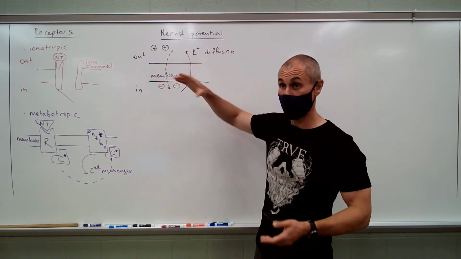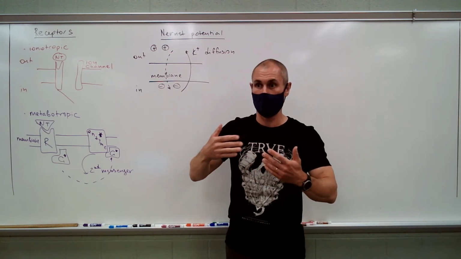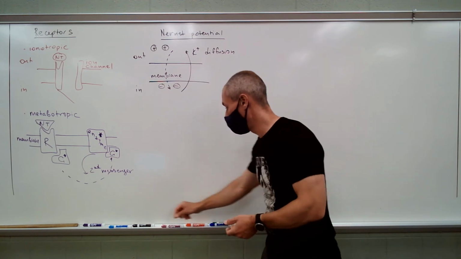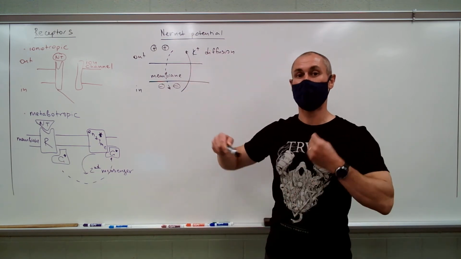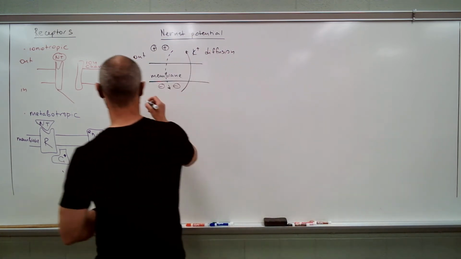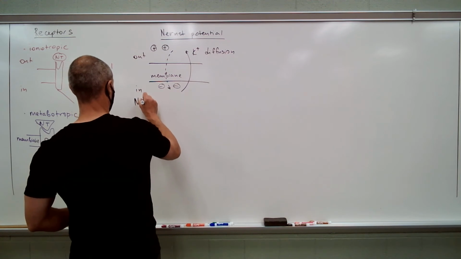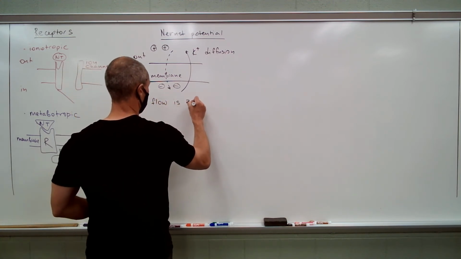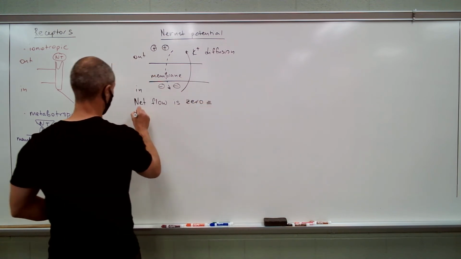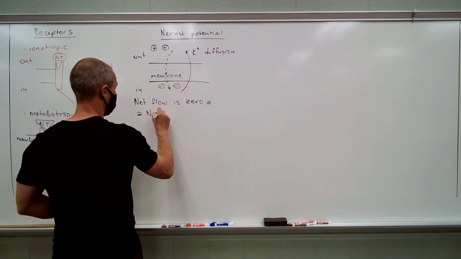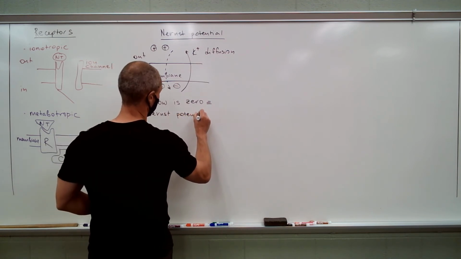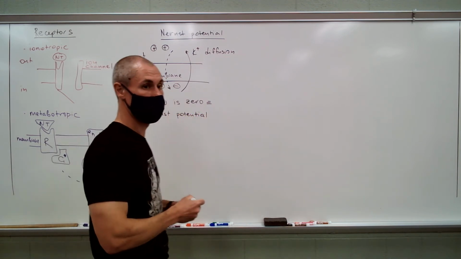That makes sense? This distribution of charges is, by definition, an electrical potential. So the electrical potential at which the net flow of ion is 0 is called the Nernst potential. Okay?